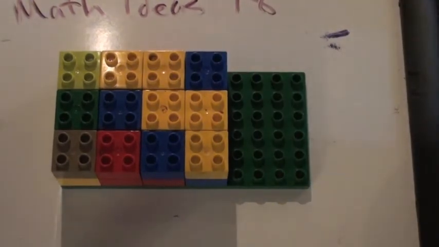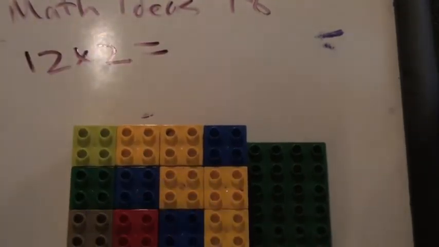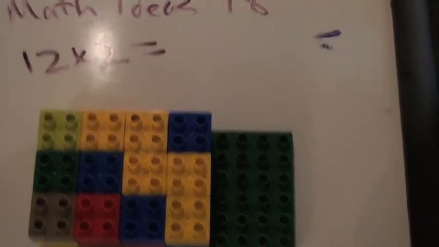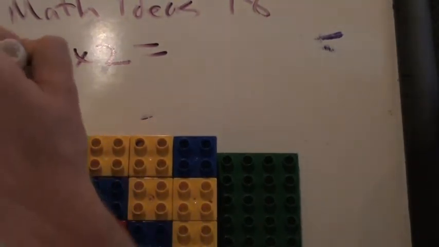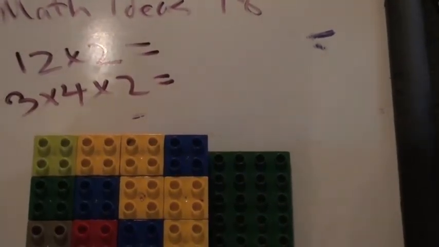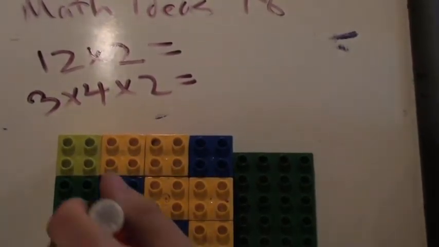Now let's see some other ways we could do this. Instead of just counting them, we could have said it was 12 times 2. And where do we have 12 duplo blocks? Yeah, 12 duplo blocks down here and up here. Right. We have 12 on the bottom and 12 on the top. So that's 12 times 2. And then we could say that that was 3 times 4 times 2. Because 3 times 4 is? 3, 6, 9, 12. 3 times 4 is 12. And 12 times 2 is 24.